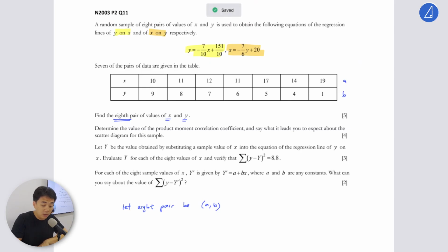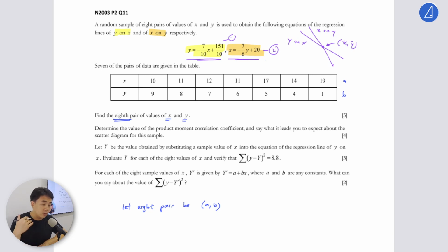You're given 2 linear regression equations. What point lies on these 2 equations here? X bar, y bar. Because this is a negative slope, the x on y is always steeper. Then this is y on x, it looks something like that. They will definitely intersect at x bar, y bar. So you can just solve simultaneous equations. The intersection that you get from these 2 line equations would be the x bar, y bar.